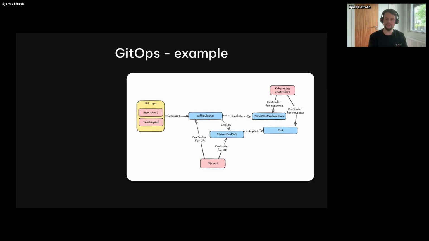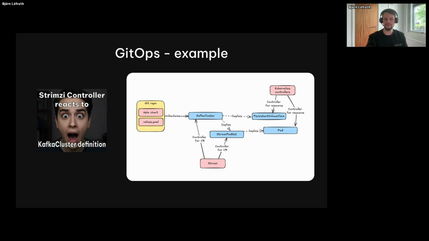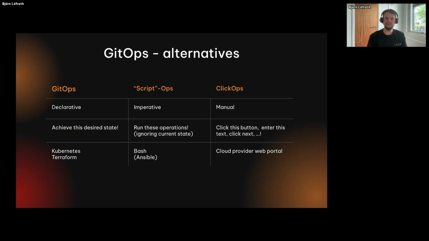And then, of course, you have your Strimzi controller that reacts to this definition and creates a number of other resources, such as the pod set, which in turn creates the pods. And you have other things like the persistent volume claim. So this is the kind of reconciliation and automation that happens after you put your declarative configuration in place. So everything that happens in the Kubernetes cluster is just one big reacts to video of different things interacting with each other.